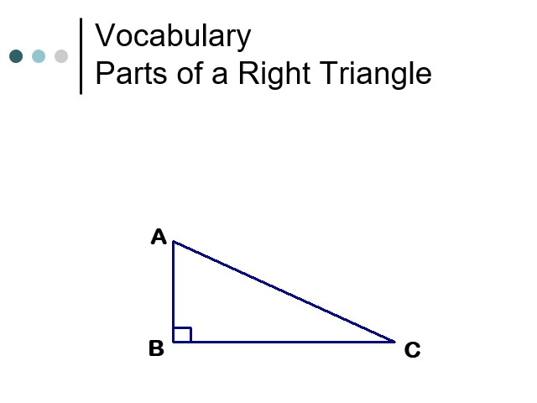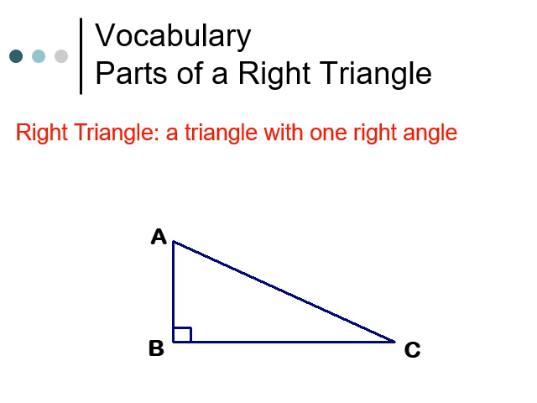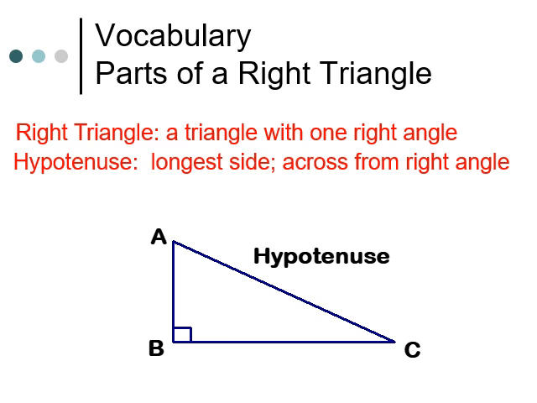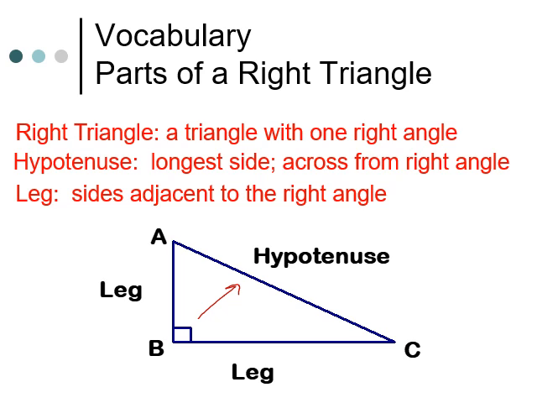So let's talk a little bit about some vocabulary here. We have a right triangle, which is a triangle that has one right angle. The hypotenuse is the longest side. It's always across from the right angle, so we call that side the hypotenuse. No matter how we turn or twist this right triangle, the hypotenuse is always the side across from the right angle, and it will always be the longest side. The legs are the other two sides. They're the sides that make the right angle.